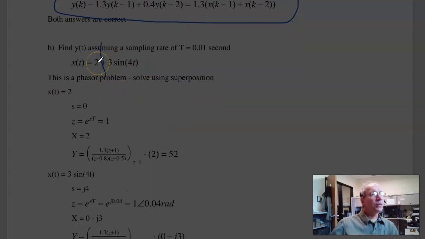If the input is 2, then at that frequency s equals 0, the conversion from the s-plane to the z-plane is z is e to the st. Plug in s equals 0, I get 1. X is 2. This is the gain everywhere. I want to know what's the gain at DC. What's the gain at z equals 1 times the input gives you a number.